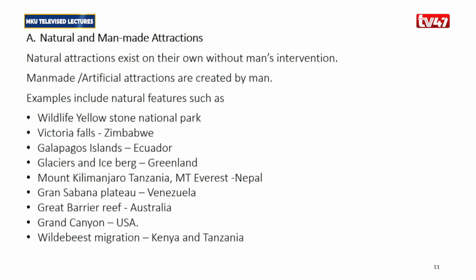Now we have another typology, a way of categorization of attractions. We have natural versus man-made attractions. Now, what are natural attractions? Anything natural automatically exists on its own, and it exists without any intervention of man, so it becomes natural.